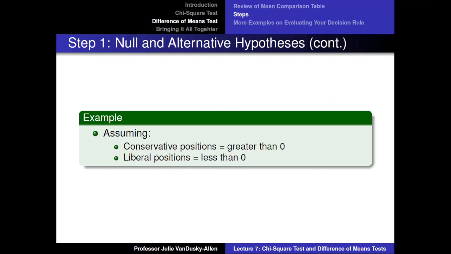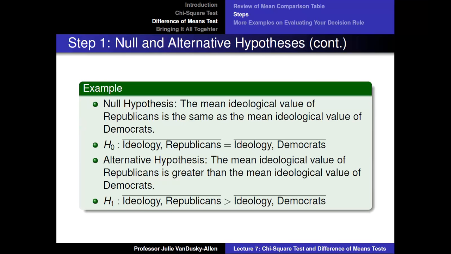Going back to the original argument from the beginning of this section, let's assume that conservative positions are greater than 0 and liberal positions are less than 0. Our null hypothesis should be the mean ideological value of Republicans is the same as the mean ideological value of Democrats, and our alternative hypothesis would be the mean ideological value of Republicans is greater than the mean ideological value of Democrats, since conservative positions are greater than liberal positions in the data.